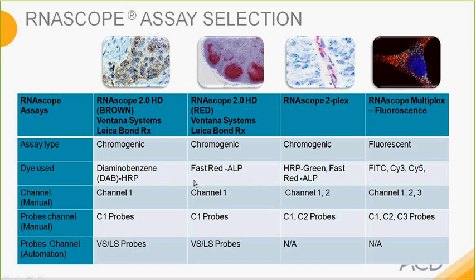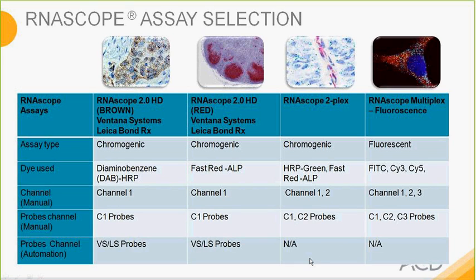In this product, we have a substrate fast red and enzyme alkaline phosphatase. For the manual assay, the channels are also denoted as C1, and these are available for VENTANA systems and Leica system probes.